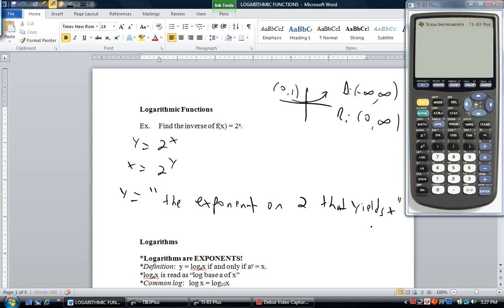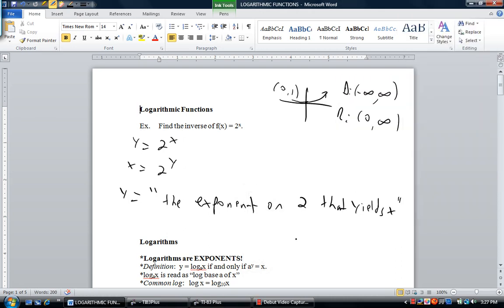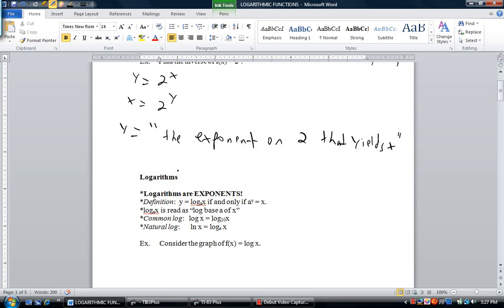Whew, that's a lot to say. But that's what it is. It's the exponent on 2 that yields x. You know what we're going to use to write that as shorthand? We're going to use logarithms. That's where they come from. A shortcut way to write this is that y equals log. If I say the word log, that just means logarithm, base 2 of x. Now this 2 is a small 2, it's a subscript, it's below the log x. The log x are on the same line, 2 is below.